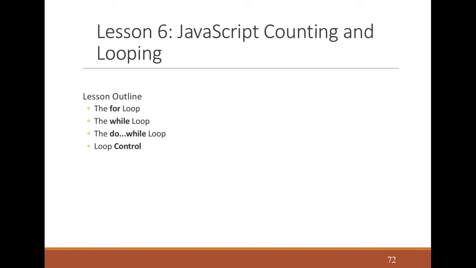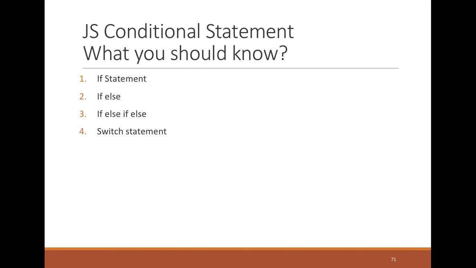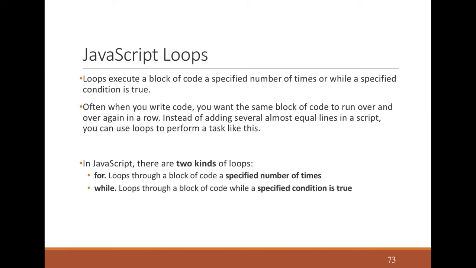Now we move to another topic called looping. This is the last part of JavaScript control flow. For looping, you have to understand that in JavaScript and most programming languages, loops can be divided into two kinds only. Number one is based on for, and number two is based on while. The for loop and the while loop are the most important things in JavaScript control flow of looping.